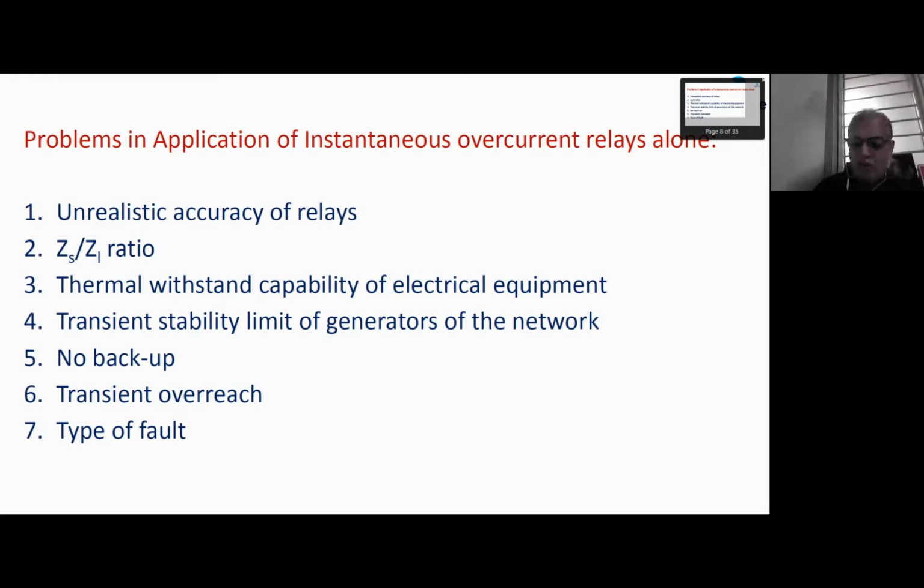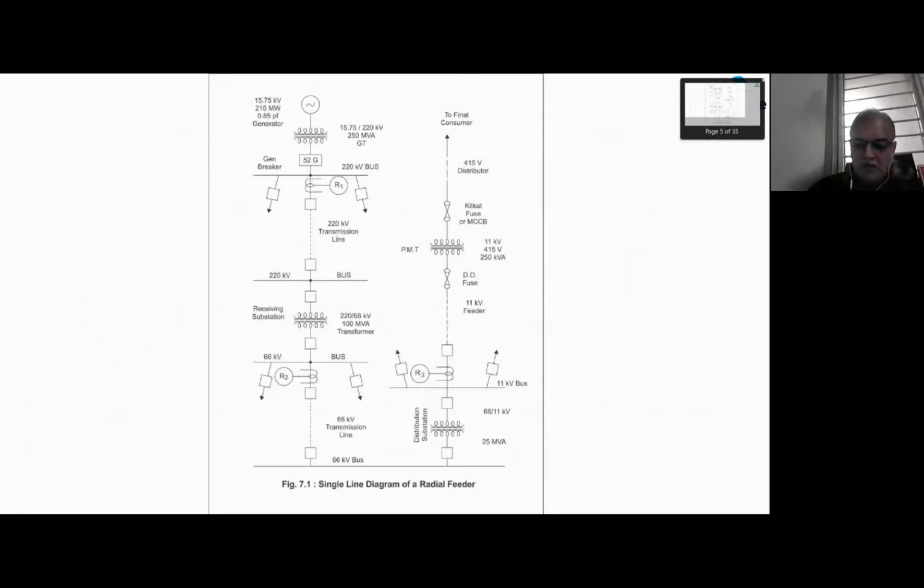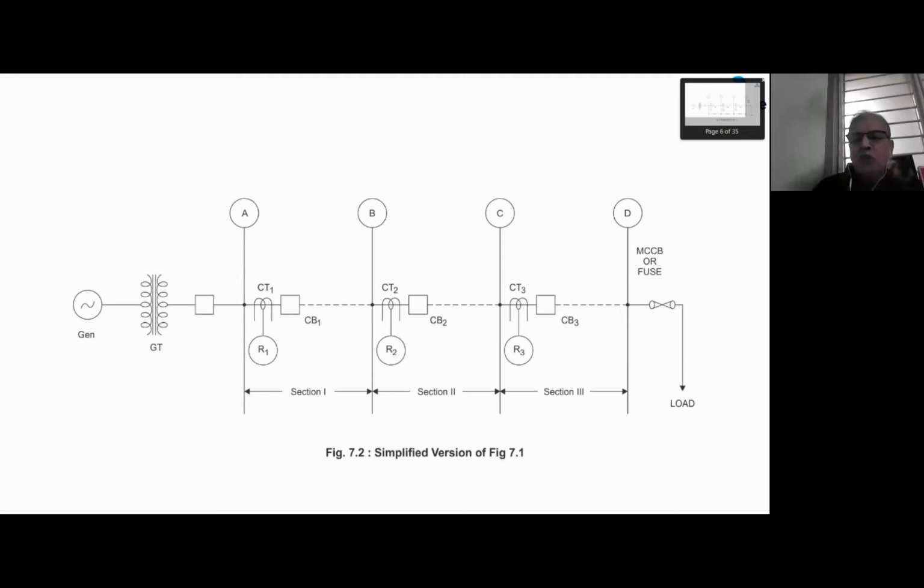Type of fault means I am telling that R1 should reach up to bus B or R2 should reach up to C, but for which fault? You see, there are 10 different kinds of fault, or roughly speaking, line to ground, double line to ground, double line and triple line. So for which fault you want the relay to reach? And currents for different faults, the current magnitudes for different faults are different. So it is not possible to make the relay to reach for only one kind of fault, and therefore instantaneous overcurrent relays alone cannot be used.